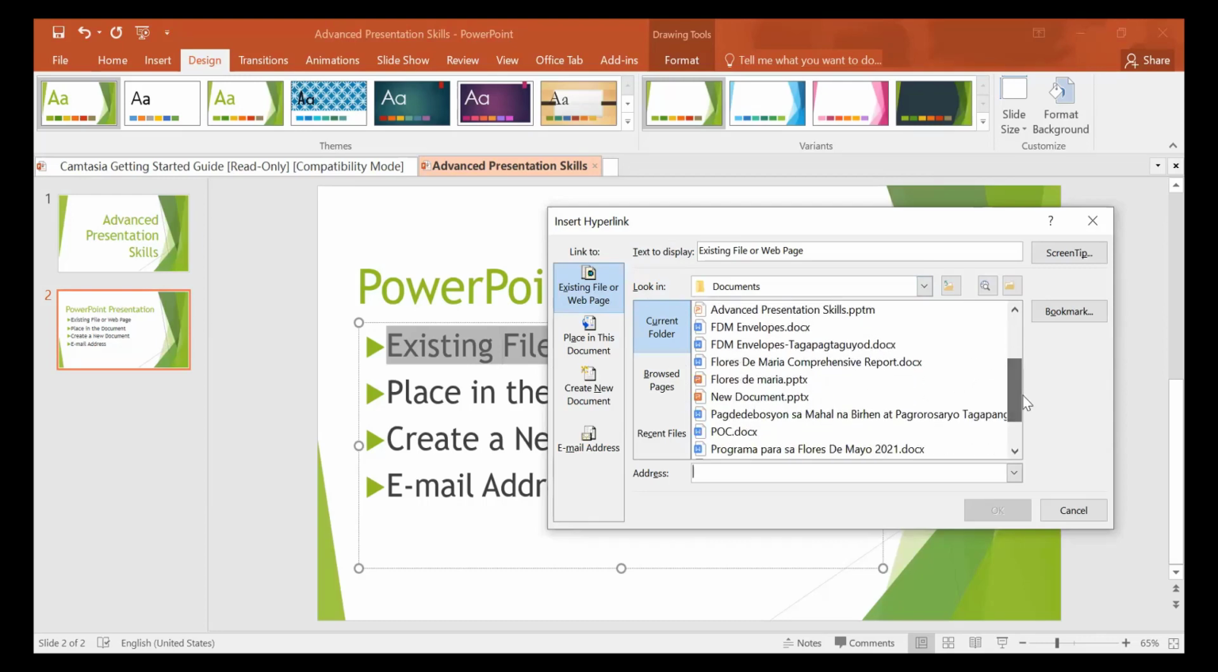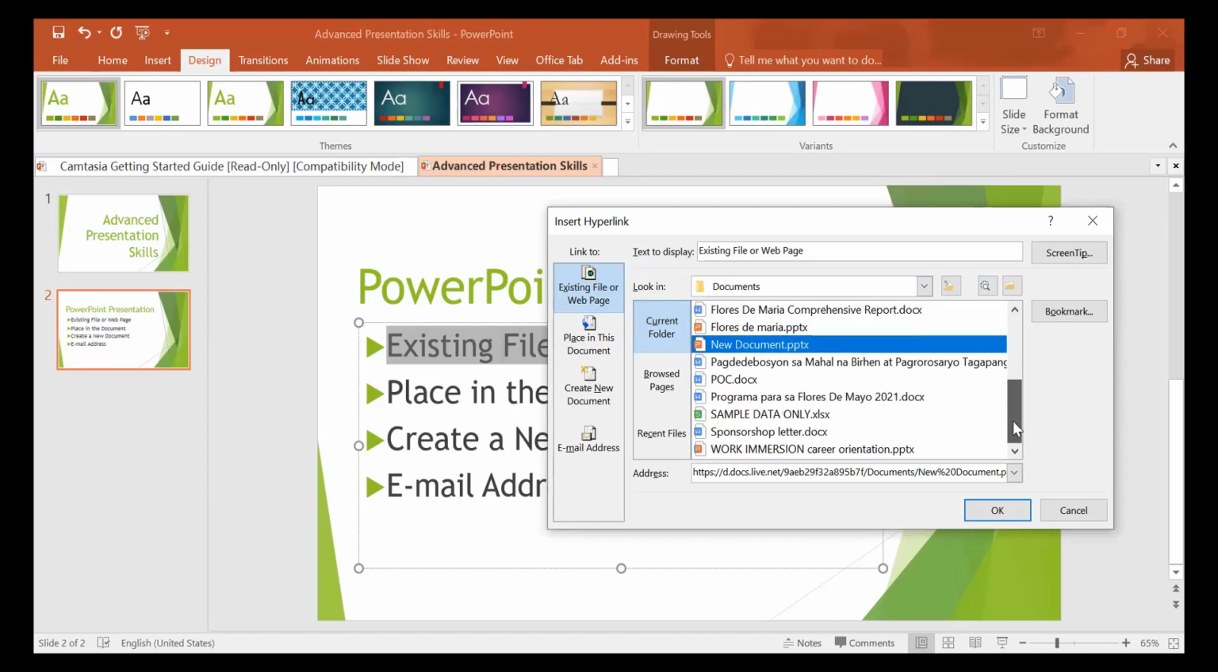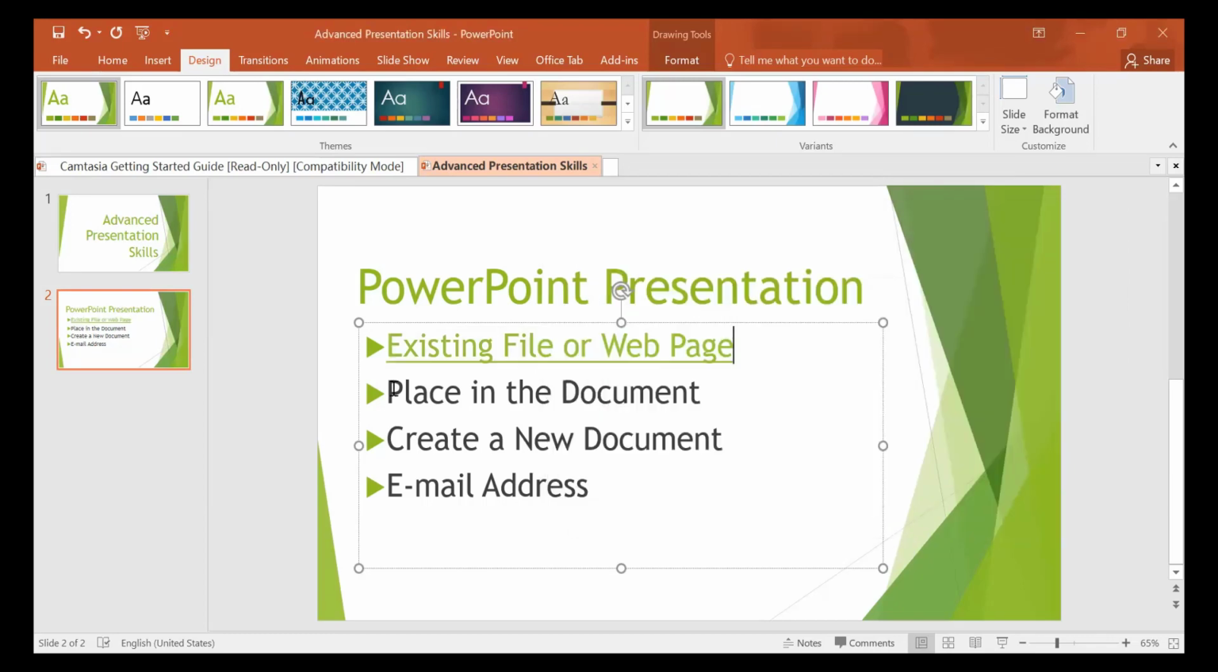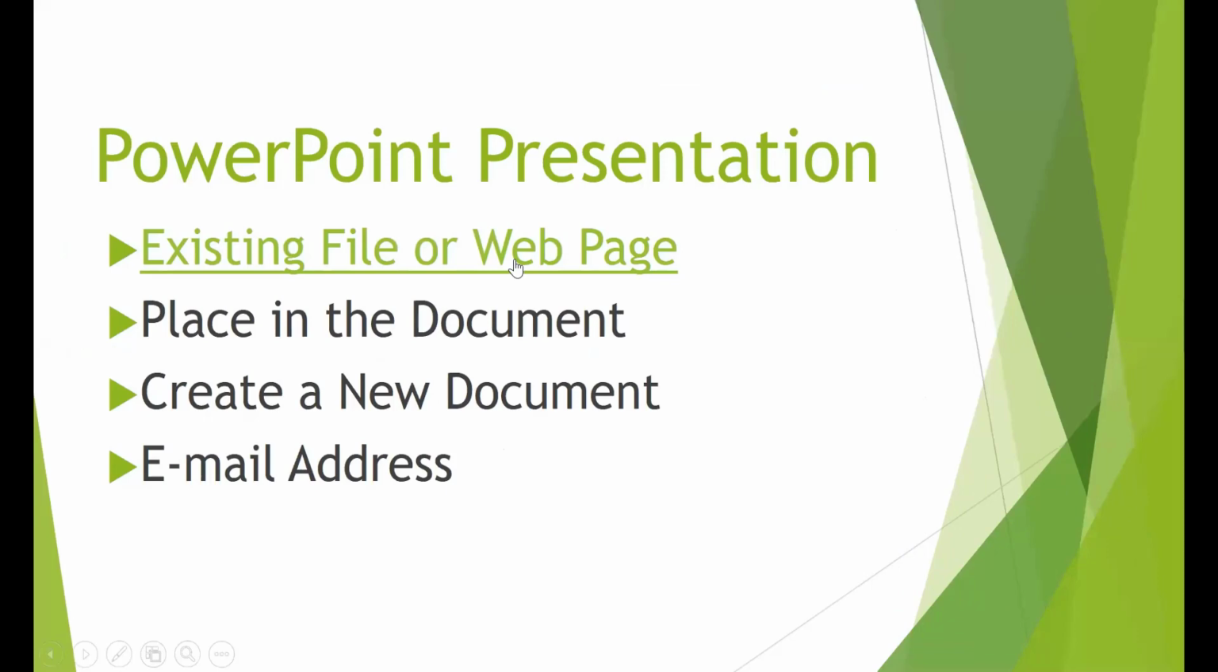Just select in your documents what you want to present. For example, this one, the new document. Click OK. There, as you can see, there's a change on the text where the hyperlink was placed. So let's try the slideshow. Use the slideshow button and try to click this one. Let's find out what will happen.